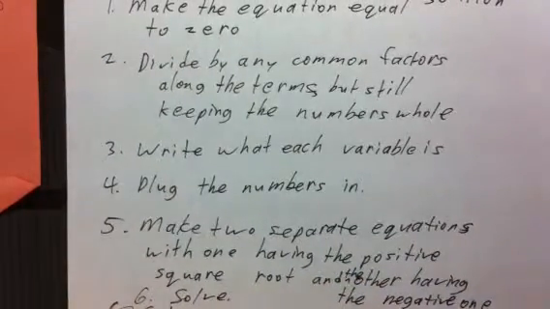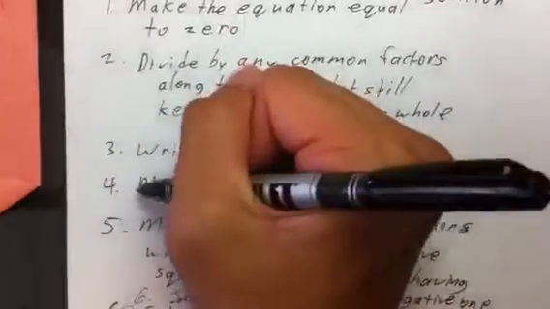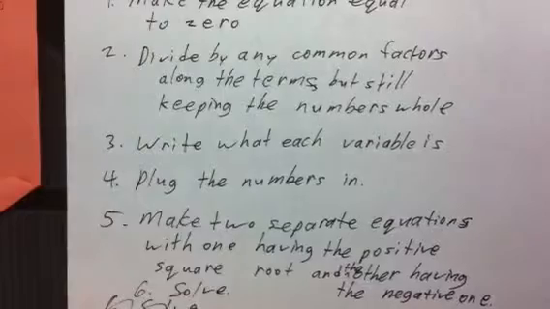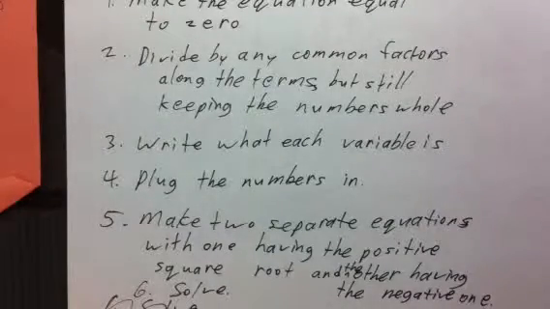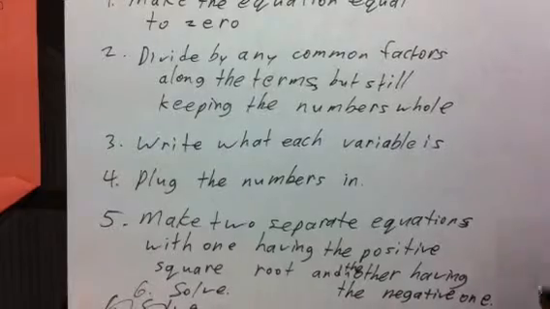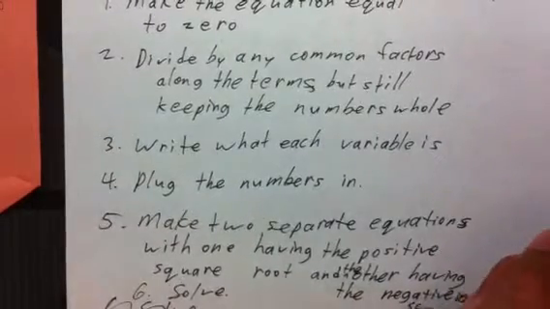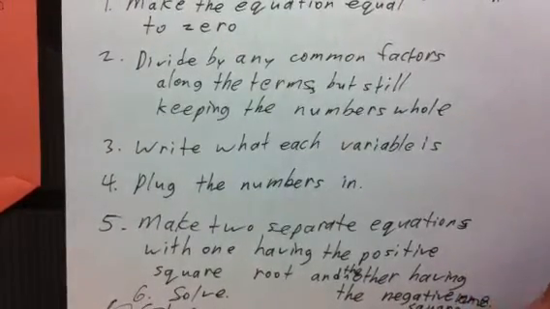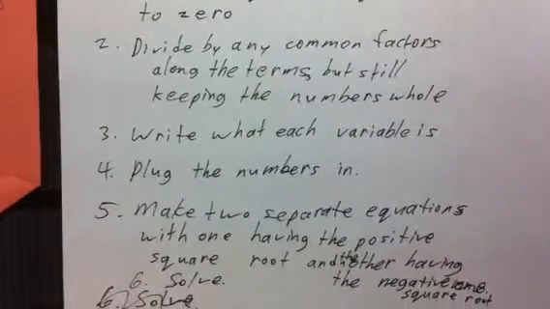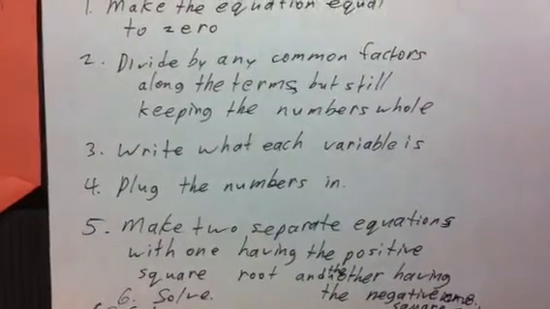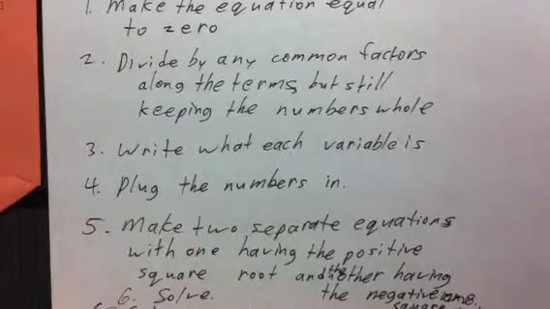Okay, so make the equation equal to 0. Divide by any common factors along the terms, but still keeping the numbers whole. Three, write what each variable is. Four, plug the numbers in to the quadratic formula. Five, make 2 separate equations, with one having the positive square root and the other one having the negative square root. I shall space this out more evenly.